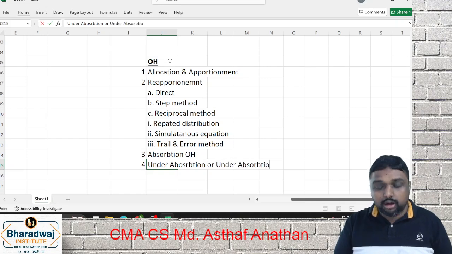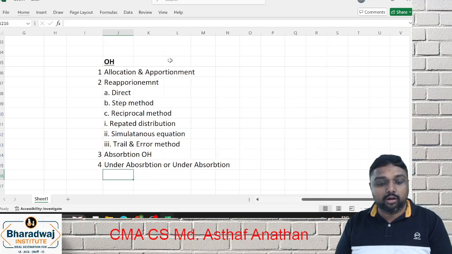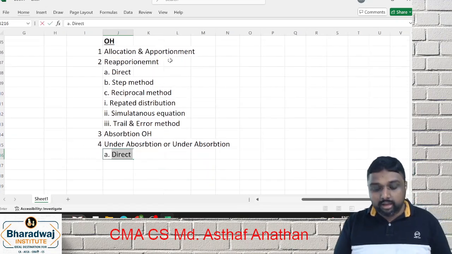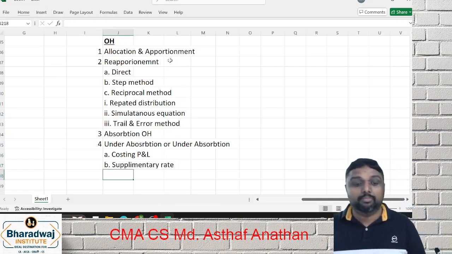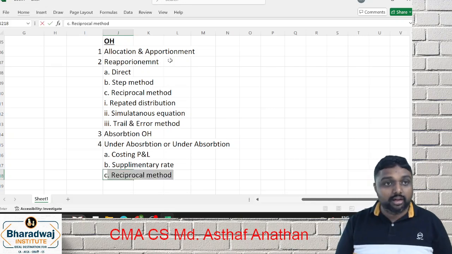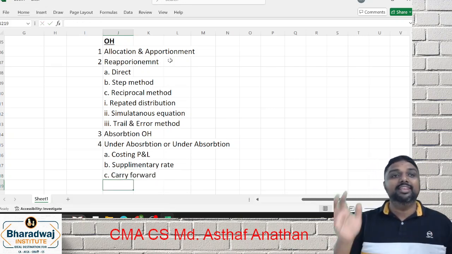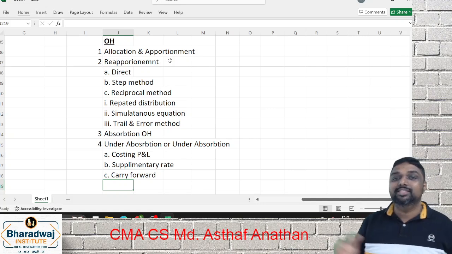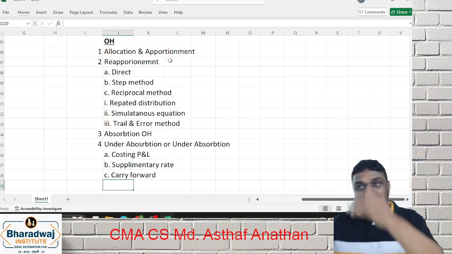We have discussed under absorption. There are three treatments for under absorption and over absorption. What were the treatments? We can charge it to costing P&L, or we can go for supplementary rate. A problem will come for supplementary rate also. The next one is carry forward. With carry forward, don't do anything. This year's under absorption will be set off with next year's over absorption. That's all. This is what is called under absorption. This is the full picture.